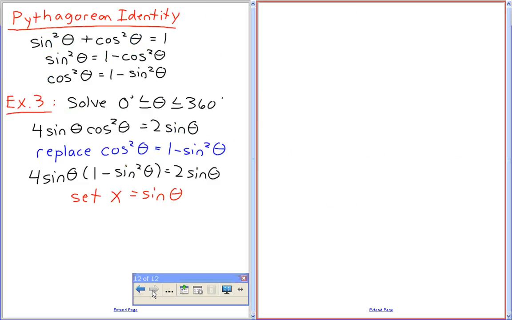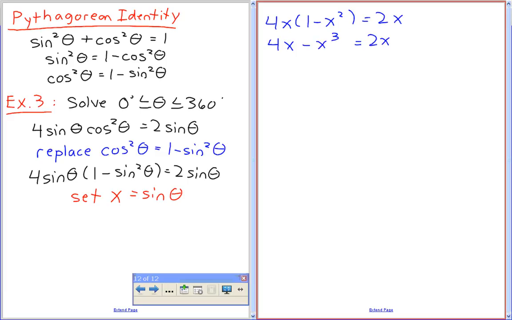You can move whatever you want over there if you want. If you don't want to do this substitution, you don't have to. But that's our next step. So it'll be 4x times 1 minus x squared equals 2x. Okay, this is still looking difficult. How do you solve this? Now we're back to, FOIL is a beautiful idea. So it's going to be 4x minus x cubed equals 2x.